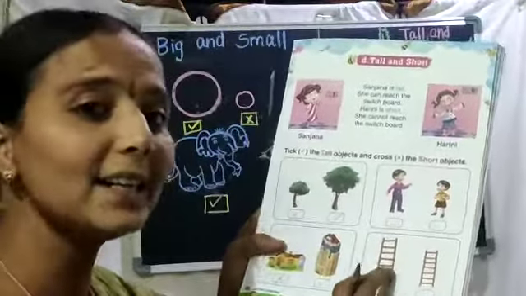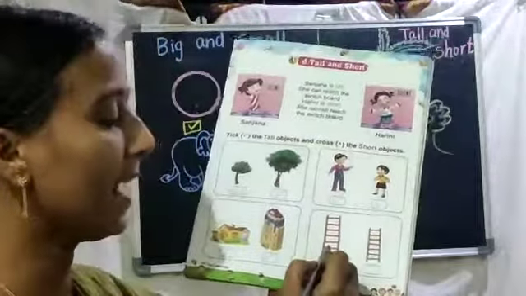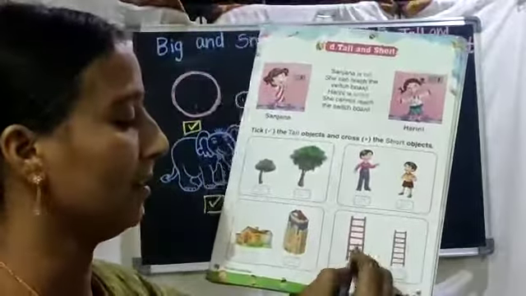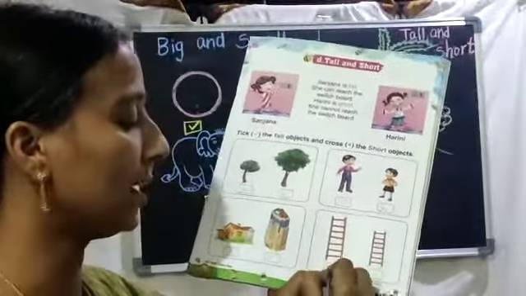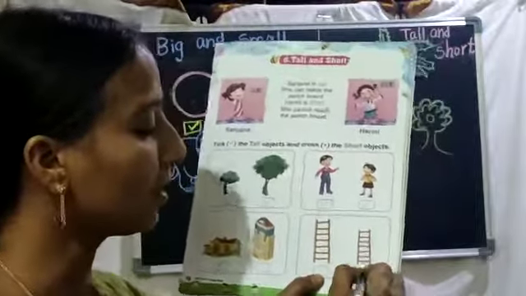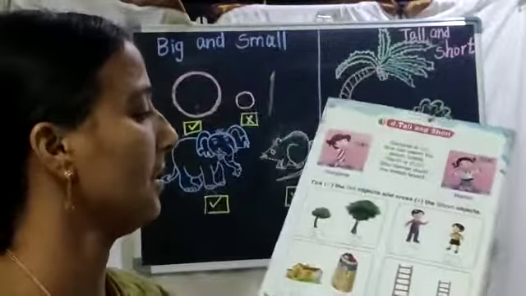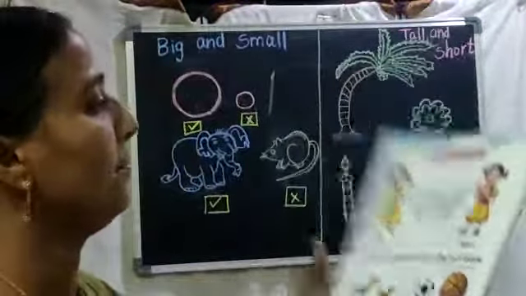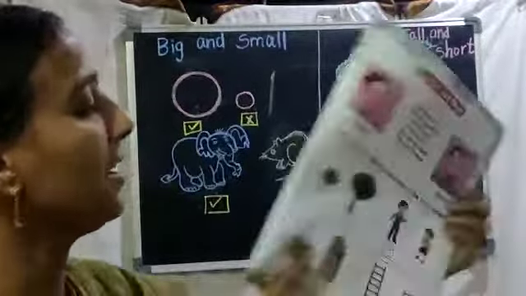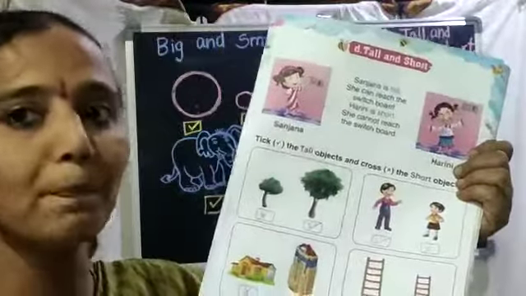Next, what are these? These are ladders. See both ladders, children? How is the first ladder? First ladder is looking tall. So put the tick. And for the second ladder, put the cross. Like this, you should complete the big and small page and the tall and short page.